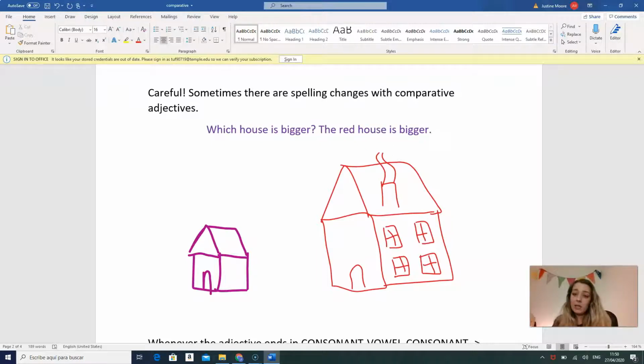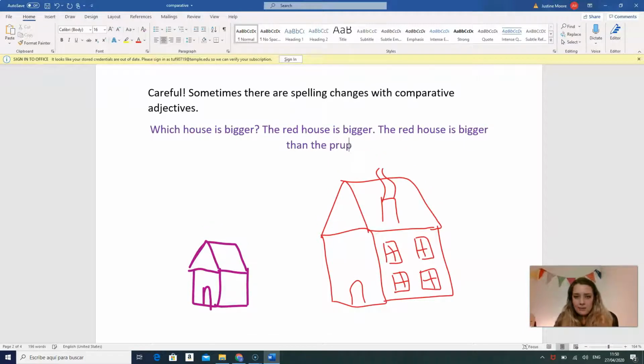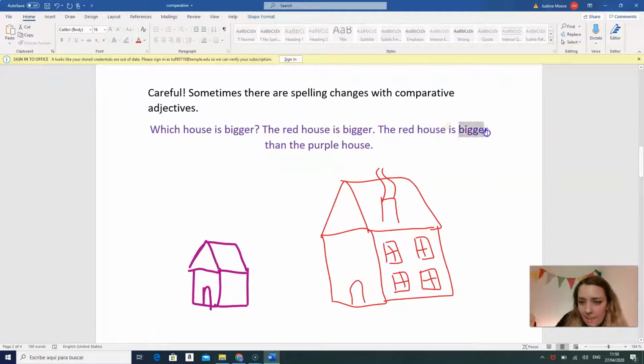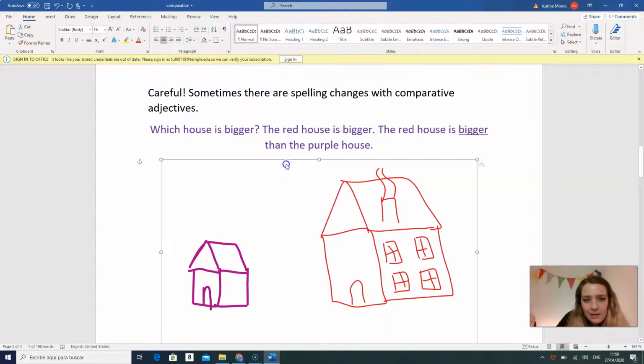So the red house is bigger. That's okay. But the red house is bigger than the purple house. That is a more complete sentence. Try to do this. This is better. So the red house is bigger than the purple house.